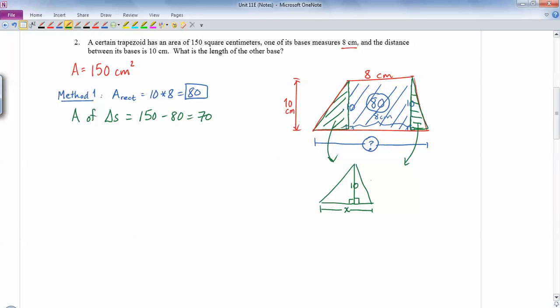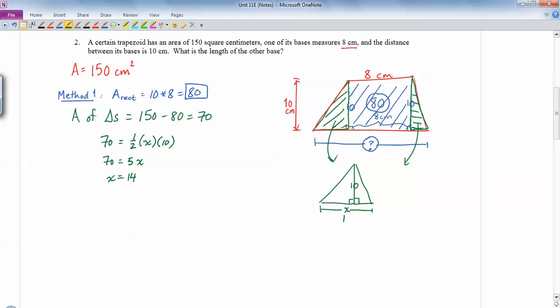But I do know that the area is 70 of both triangles put together, which is what I have. So the area of the triangle, 70, has to be 1/2 the base, which I've called x, times the height, which is 10. So I got 70 equals 5x. So then x is going to be 14.